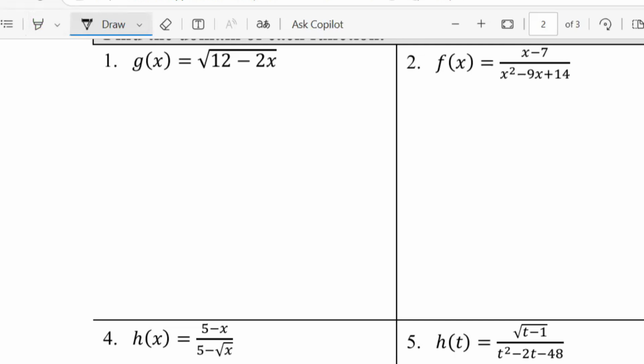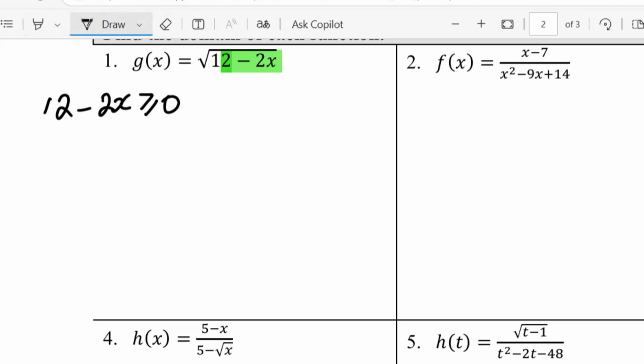All right, so first and foremost, we have g of x is equal to the square root of 12 minus 2x. Because we're looking at a square root function here, we must ensure that the radicand, which is the expression under the square root, 12 minus 2x, has to be greater than or at least equal to 0. So let us solve for x.